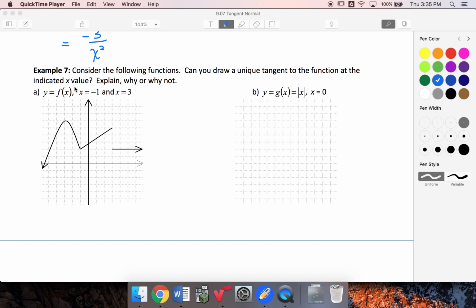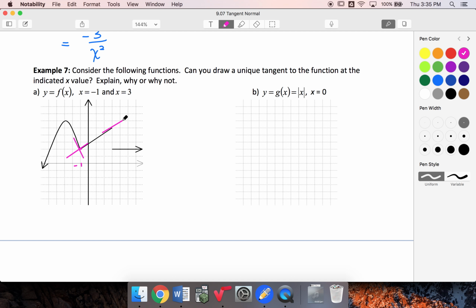Right, so now we're looking at unique tangents. So when x is -1 for this graph, assuming we're counting by ones, that's going to be over here. If I think about the tangent at -1, well, looking at coming from the left, my tangent would look like this. But if I was coming from the right, my tangent is going to look like this. So that's not a unique tangent.